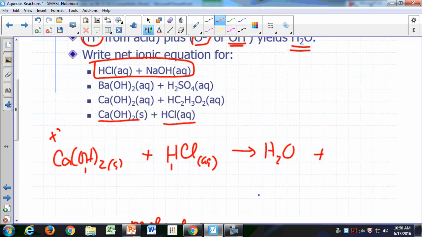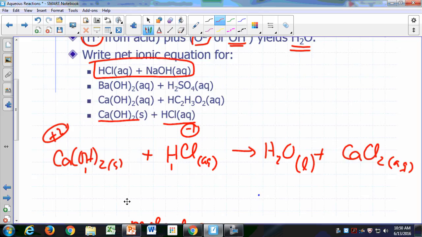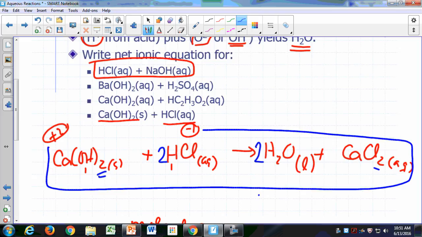And calcium is +2, chloride's -1, so that means calcium chloride is CaCl2. And based on your solubility rules, you should know that that is soluble in water. Water, liquid, okay? And so to balance it, I have two hydroxides here, so I'm going to need two H plus to make two waters from that. And calcium is balanced. I've got two chlorides on the left, two chlorides on the right. This is my molecular equation.